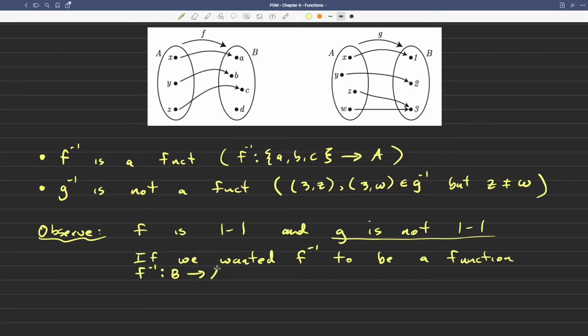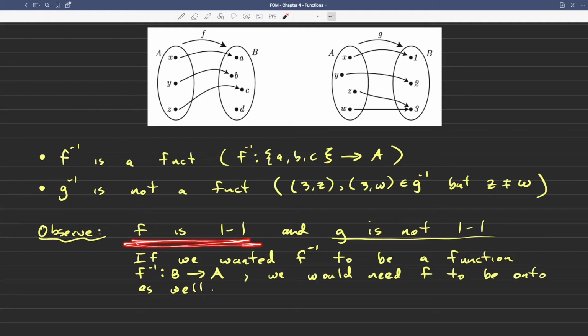So if we wanted f inverse to go from all of b to a, it's pretty clear from that diagram we would need f to be onto as well. So you need 1 to 1 just to get an inverse, but then if you want it to be an inverse from the whole codomain back to a, you need onto as well. So what we're seeing here is that in order to get a really good inverse, you need to start with a bijection, 1 to 1 and onto.